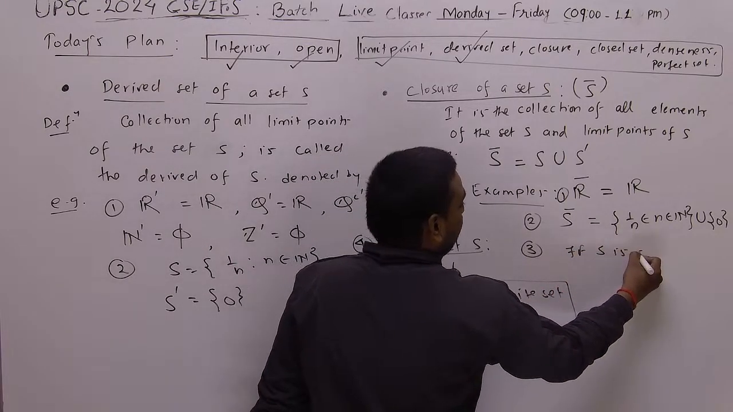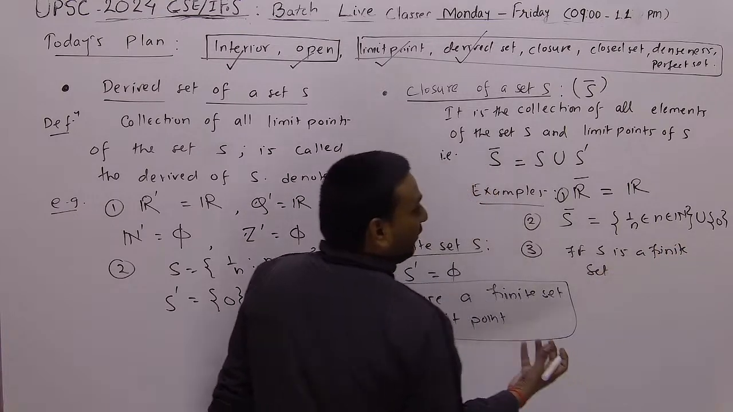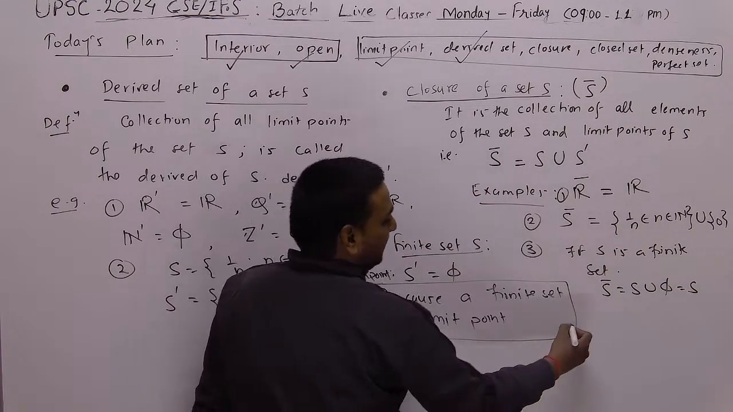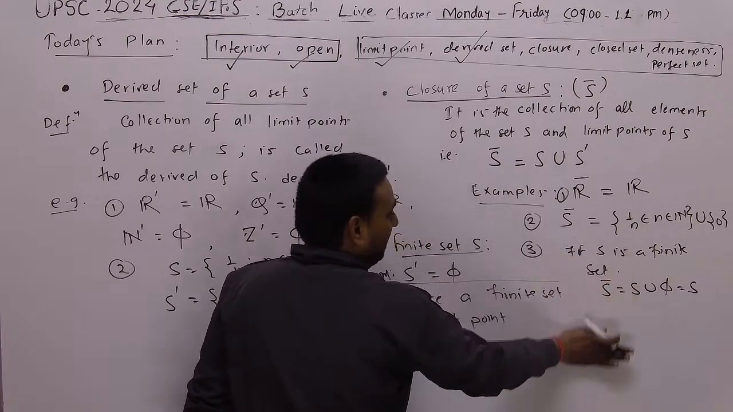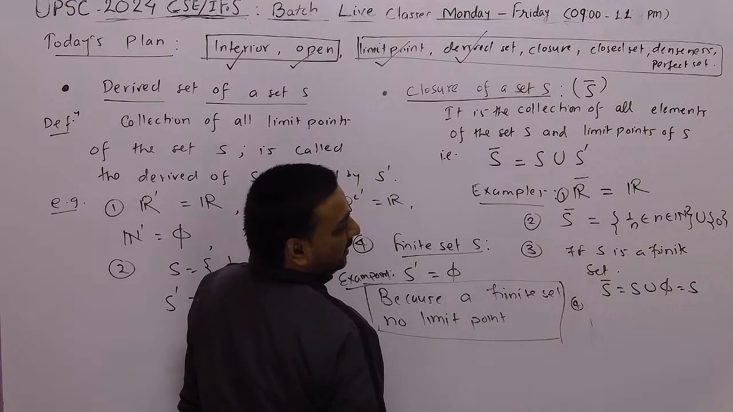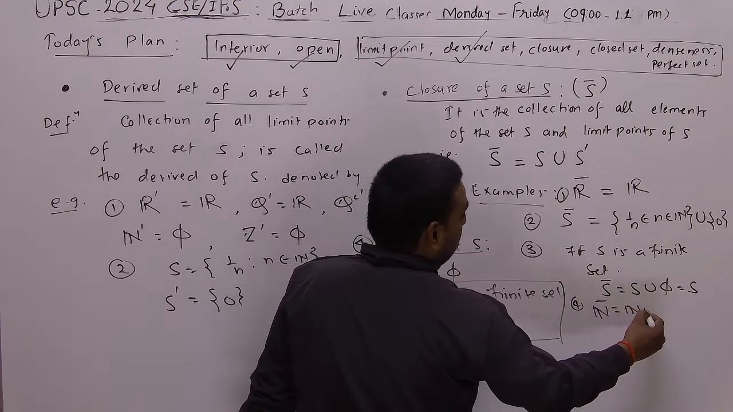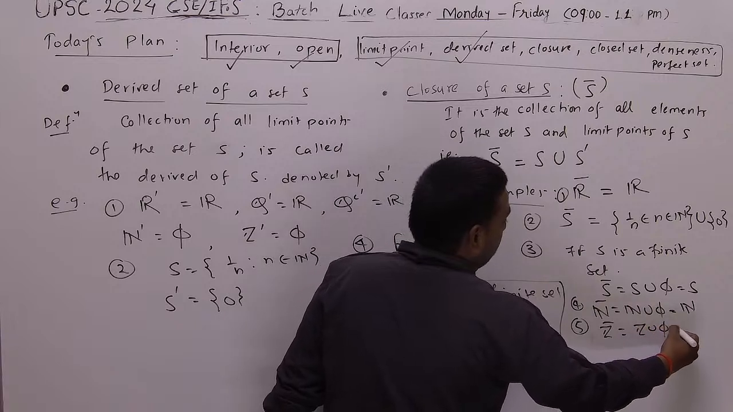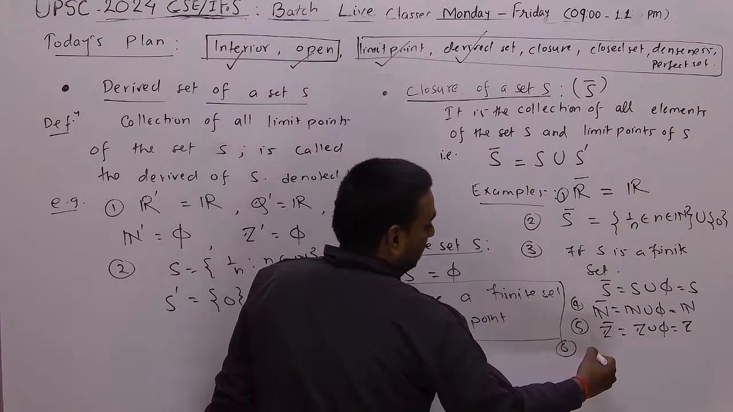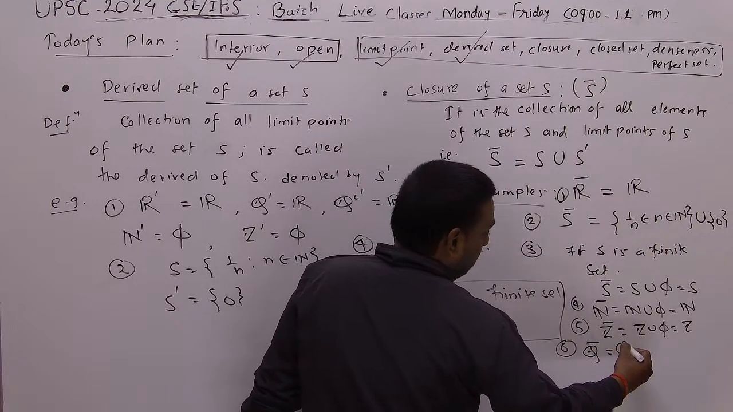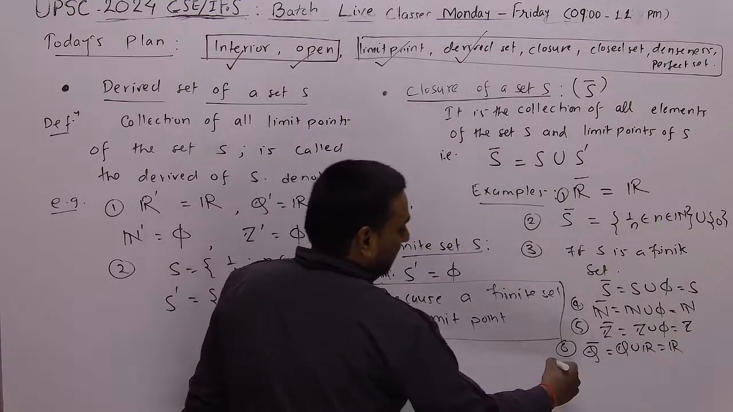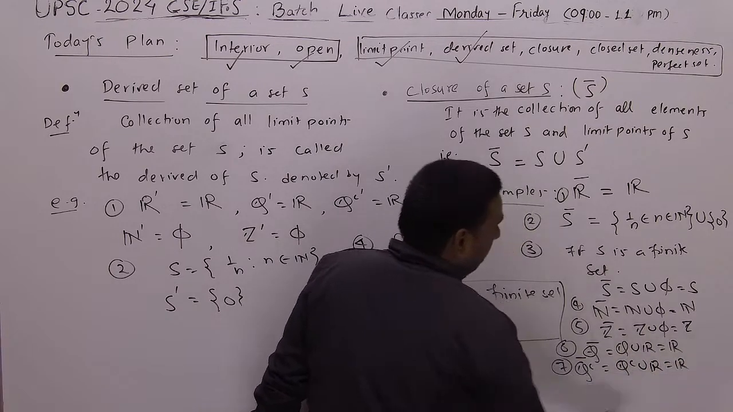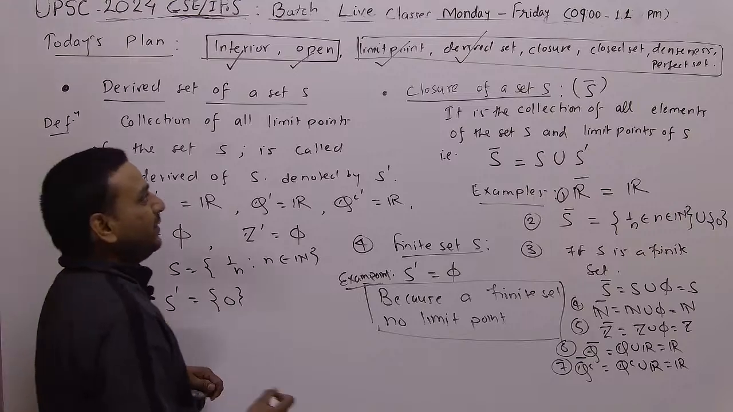If S is a finite set, a finite set has no limit point, so S closure will be S union phi, that is S itself. Fourth example, be on the board please, everyone. N closure is N union phi, N itself. Z closure is Z union phi, that is Z itself. Q closure is Q union R, so that is R. Q complement's closure is again Q complement union R, so R itself.